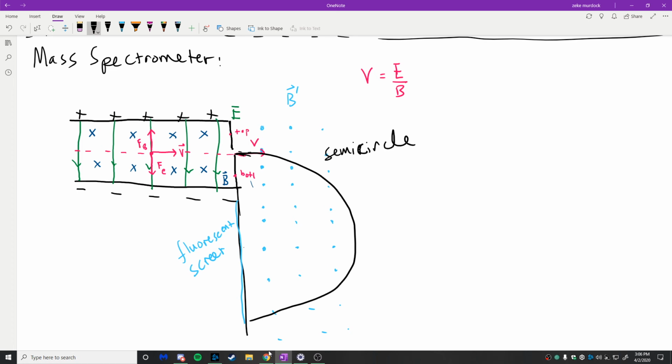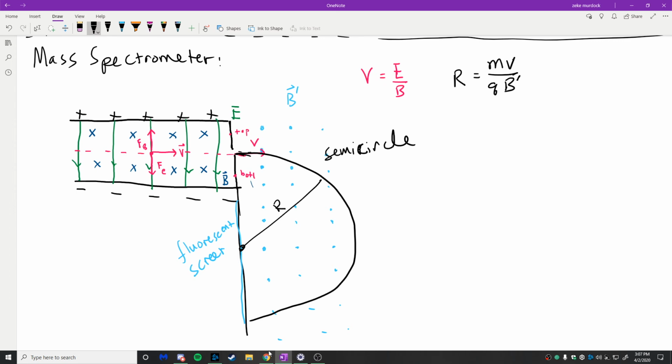All right. And that semicircle is going to have some radius, R. And we also know what the radius is. The radius is equal to the mass of the particle times its velocity divided by q times b. In this case, that's going to be b prime, this thing out here, right?